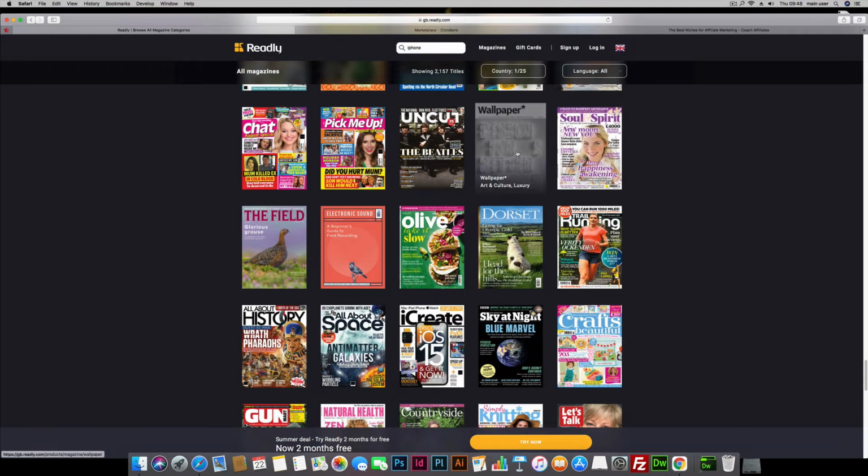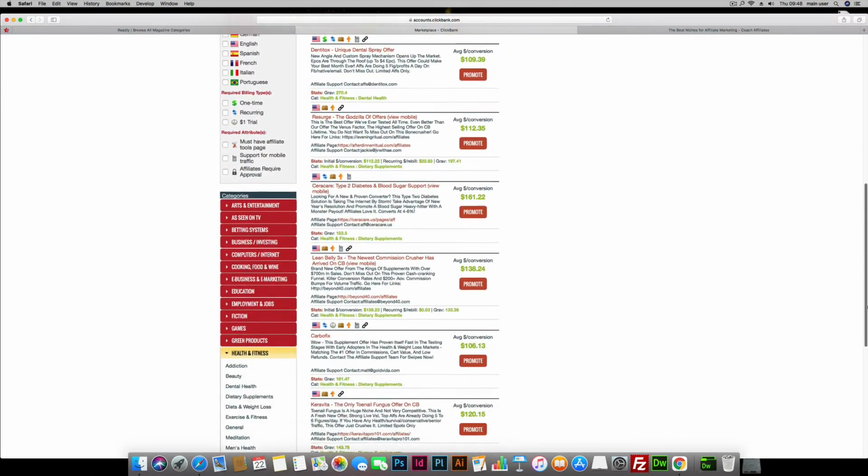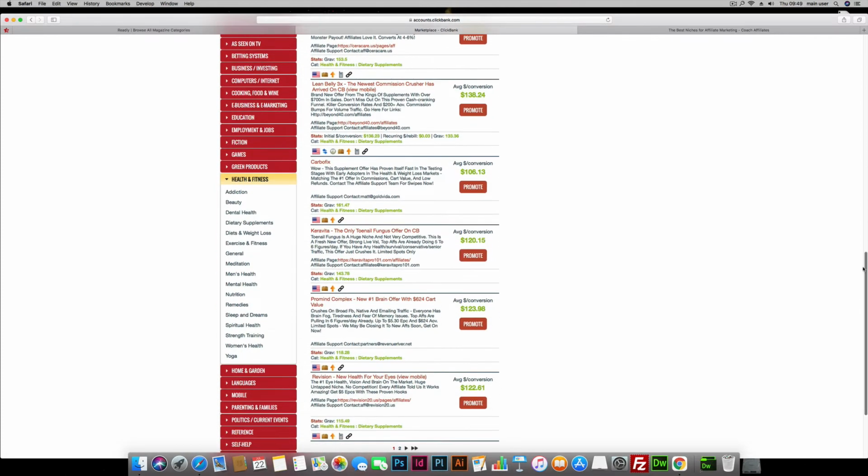How about a magazine on wallpaper? You'd never think about things like that. So that's Readly. If you're stuck for ideas, have a look at Readly. And obviously another favourite has always been the Clickbank Marketplace. Let's go in here and you can see all the categories, all the common ones like health and everything. You'll see on here, I've just gone into the health.